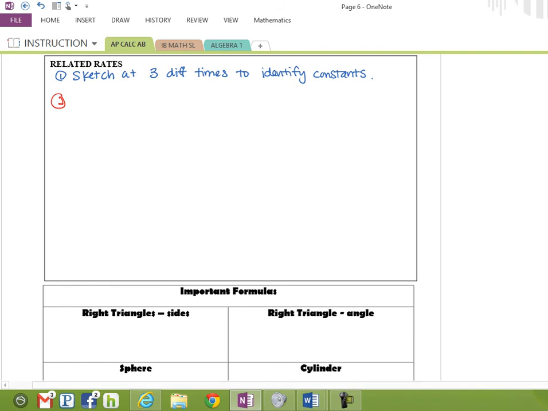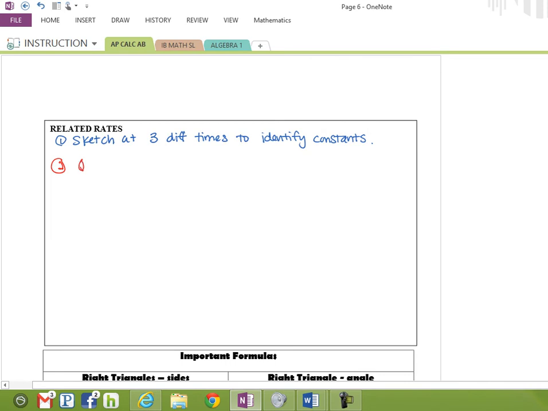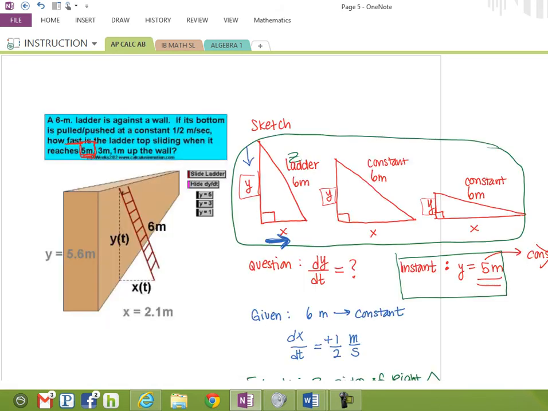Then, I'm going to go back a little bit and rewind. After our sketches, we figured out what was the question. What are they asking you? And on top of the question, we also figured out what's the instant that they're asking you the question. At a specific time, they're taking a picture of the motion. What's happening at that specific time? The third thing we did was the given. We organize the given information.